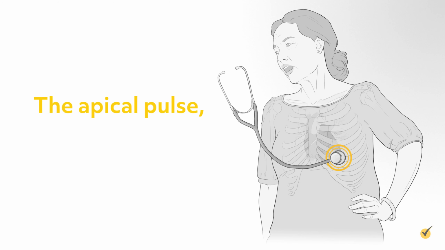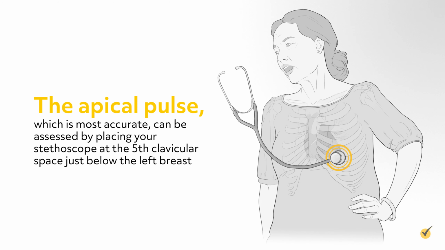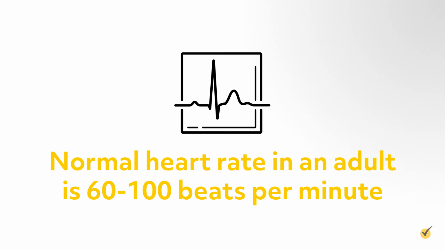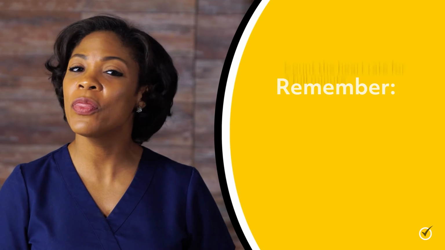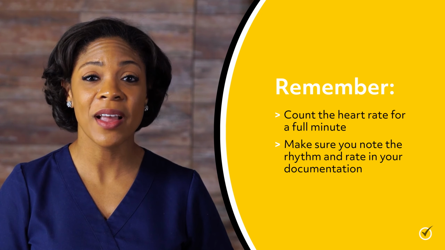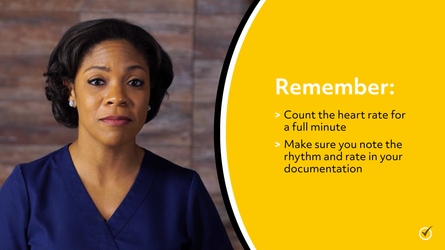The apical pulse, which is most accurate, can be assessed by placing your stethoscope at the 5th clavicular space just below the left breast. Normal heart rate in an adult is 60 to 100 beats per minute. Remember, count the heart rate for a full minute. Make sure you note the rhythm and rate in your documentation.